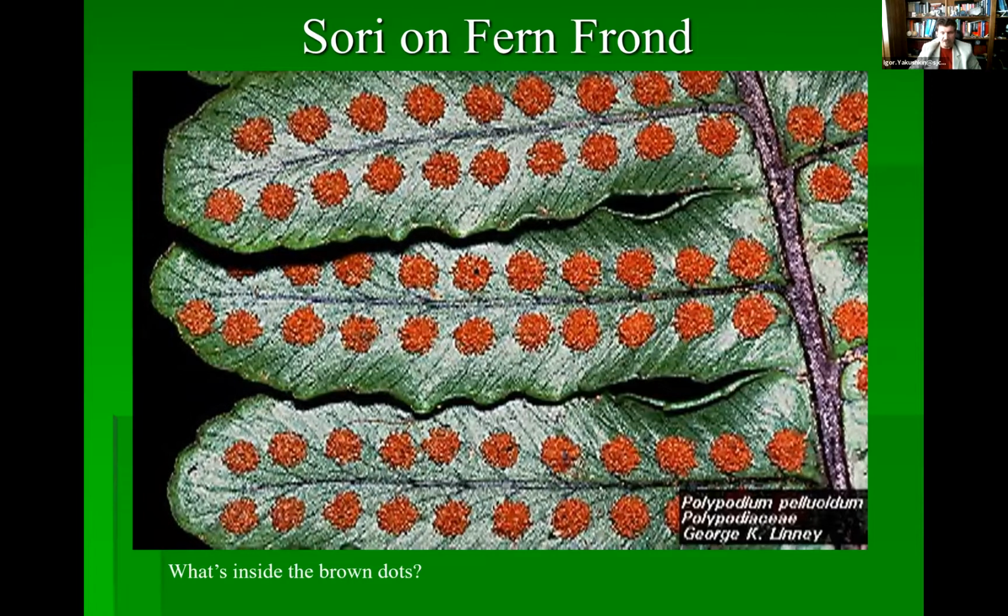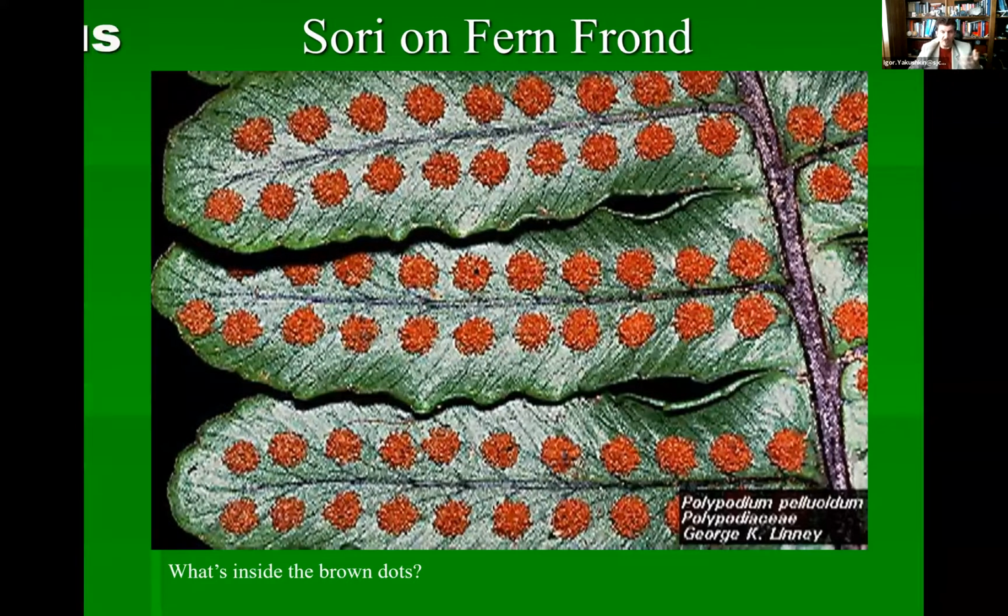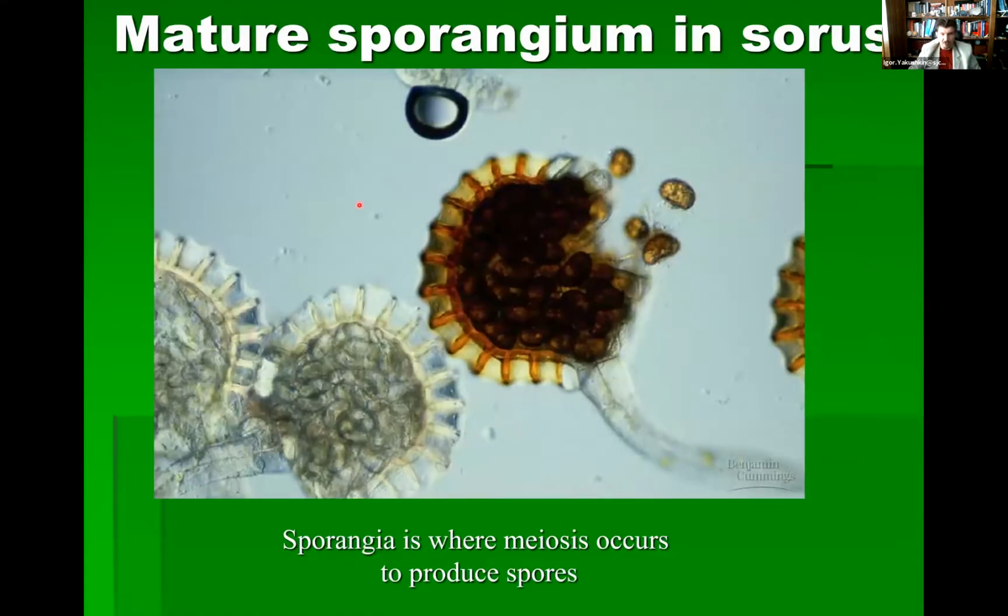What is inside of the brown dots? Spores, meiospores, haploid spores produced by the meiosis. So this is what we essentially will see in the lab, not as big of magnification, but that's a single sporangium opening up, releasing haploid spores. This one is not a mature sporangium yet, but you can see spores are packed inside.